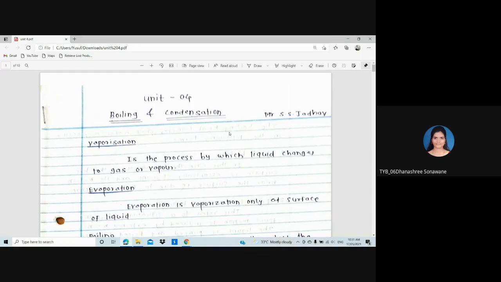Evaporation takes place at low temperature also, and it takes place at the surface. Okay, and what about boiling? Boiling takes place at high temperature only, and it occurs throughout the liquid. Okay, correct. So what is meant by evaporation? Evaporation is nothing but vaporization only at the surface of the liquid. That is, the process of conversion of liquid into vapor happens at the surface of the liquid. That is nothing but evaporation.